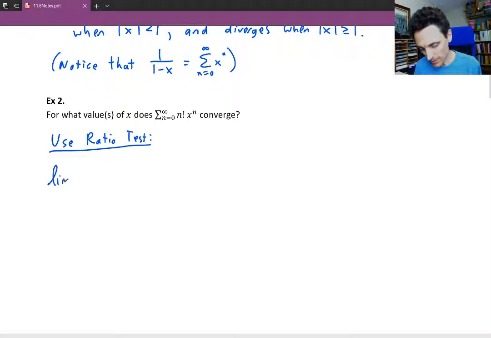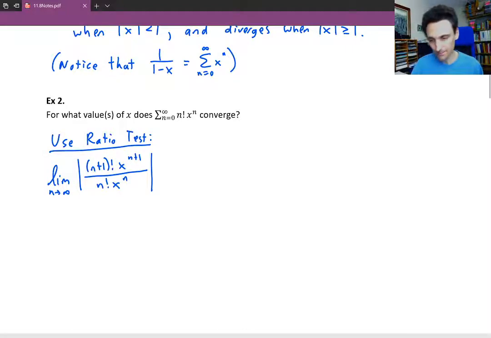Which means we're going to take the limit as n approaches infinity of the absolute value of a sub n plus 1, so n plus 1 factorial times x to the n plus 1, over a sub n, which is n factorial times x to the n.